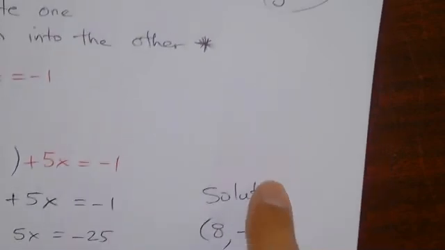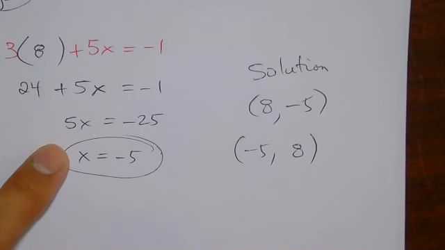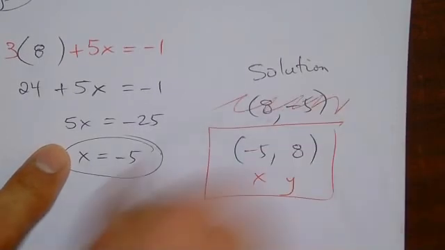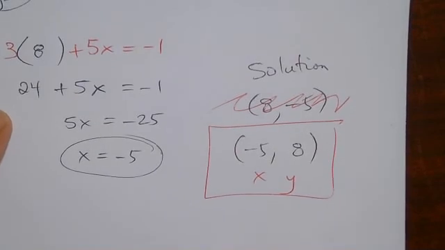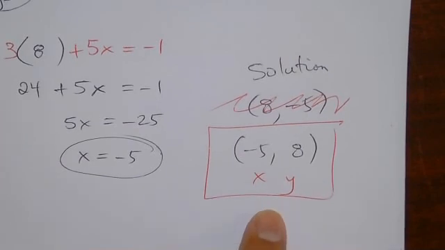Which one's right? The y is 8 and the x is -5. The x is -5 and the y is 8. This one's right. Don't write it the wrong way. You have to write it as a coordinate. See, you're not visually seeing the two lines. You're not graphing them. But we know that the coordinate, the solution, is that point where these two lines would intersect. Yeah?